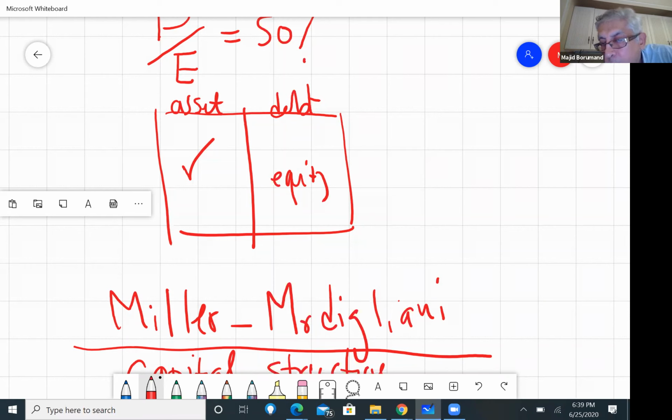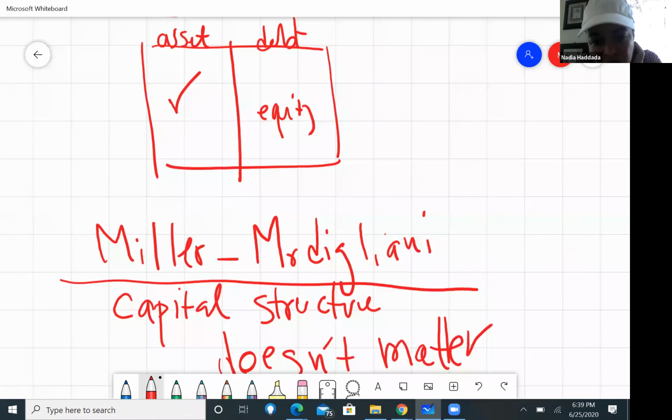This is Miller-Modigliani. You also mentioned that the capital structure of a firm is independent of its value. Yes, that's what they say. I don't say that. Miller-Modigliani says that. Miller-Modigliani says the value is independent of capital structure. Don't worry about capital structure. It has no bearing on your value, right? They say that, but they say that with a bunch of conditions.